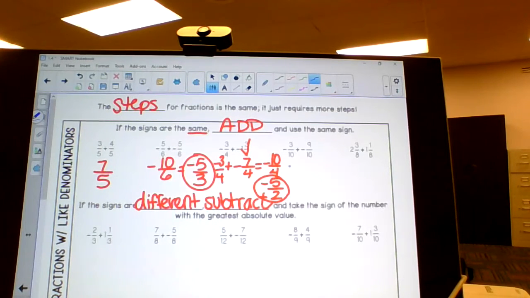3 plus 9 is 12 over 10, and I keep the negative sign. Everybody get that? And then I can reduce it by 2. So 12 divided by 2 is 6. 10 divided by 2 is 5.